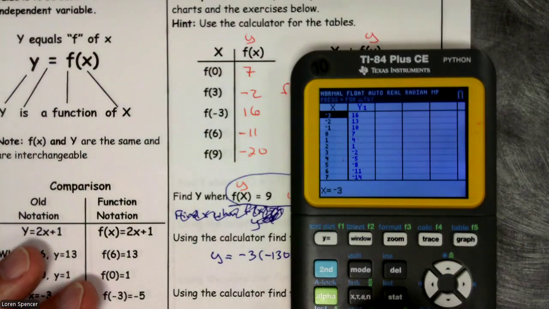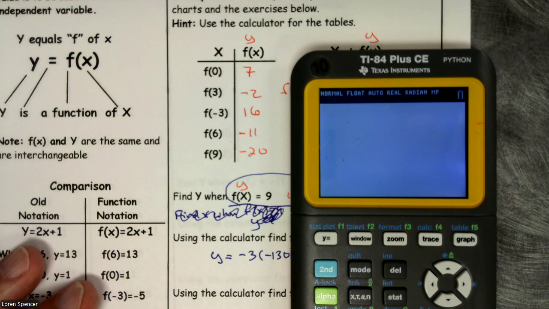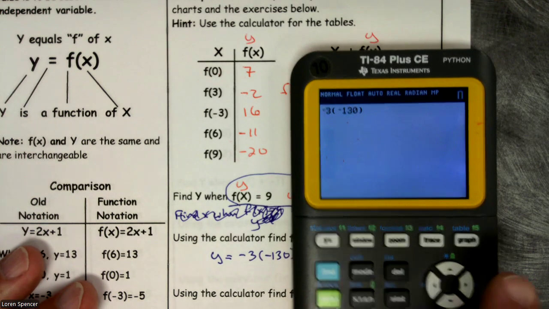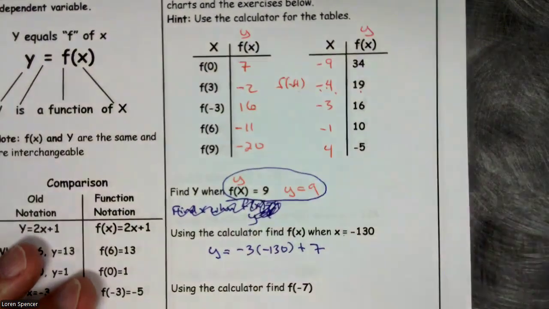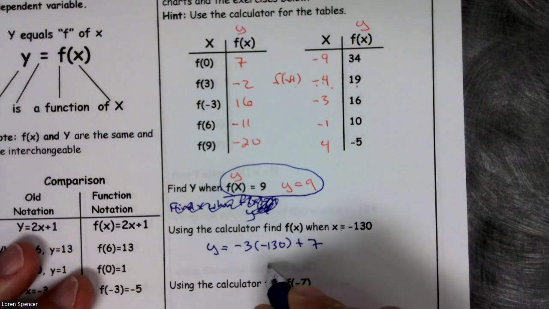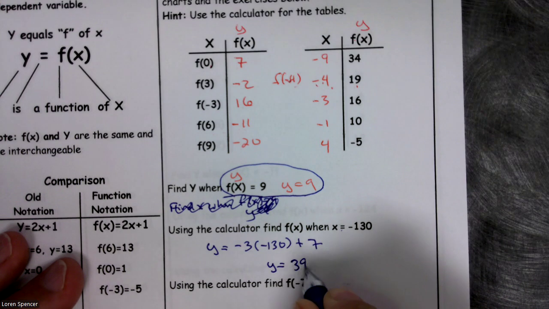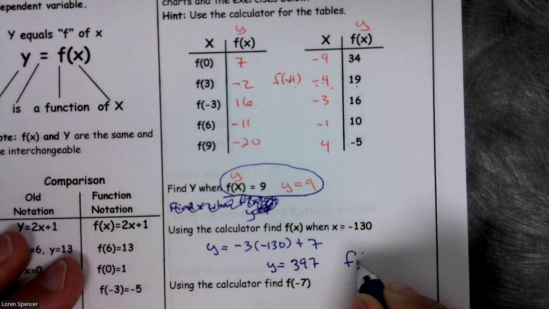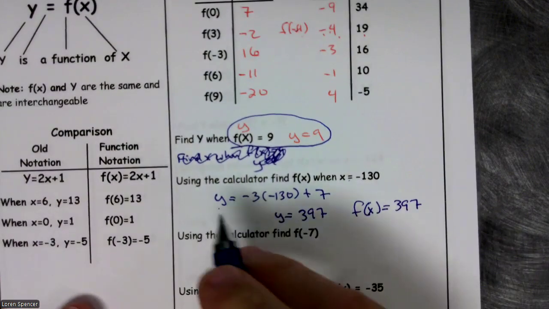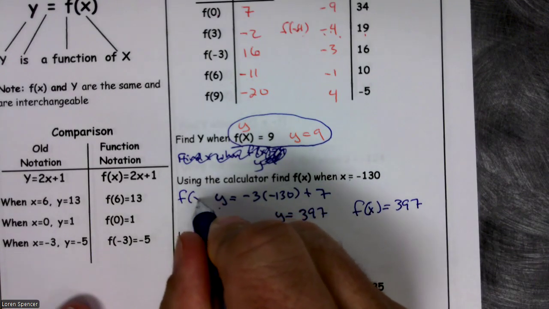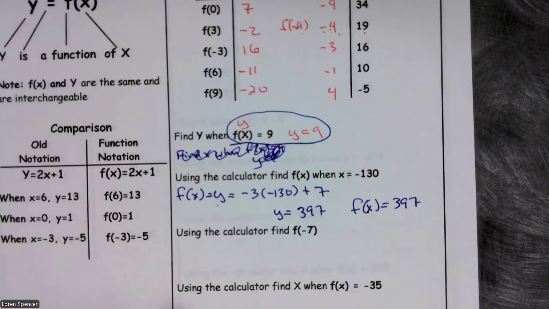So let's use our calculator. Negative 3 parentheses negative 130 plus 7. And we get 397. So y equals 397. That's the same as saying f of x equals 397. Please remember, f of x just equals y.